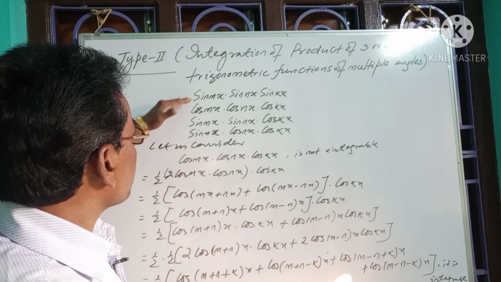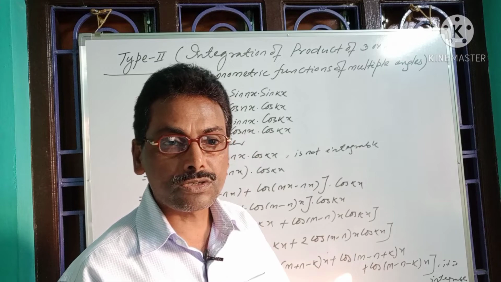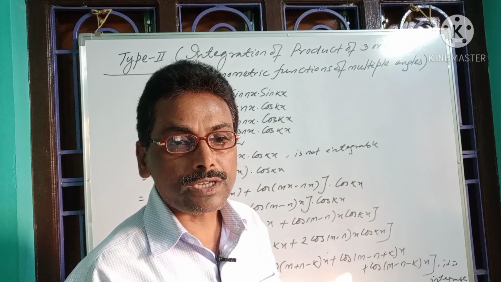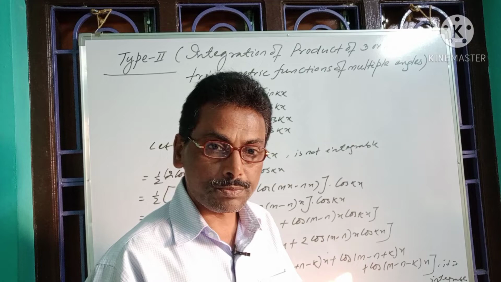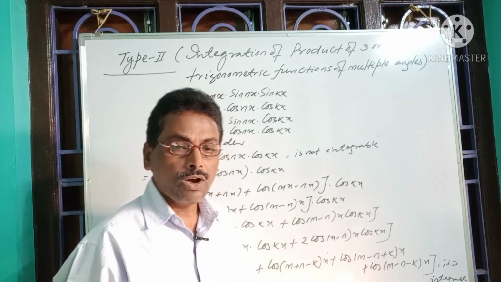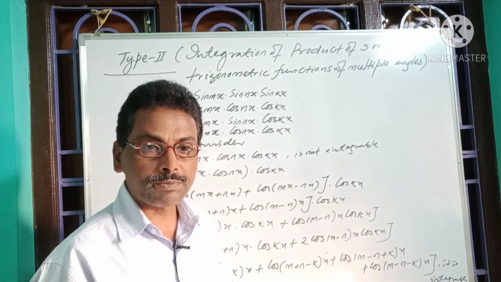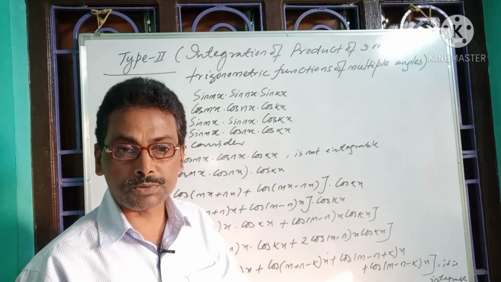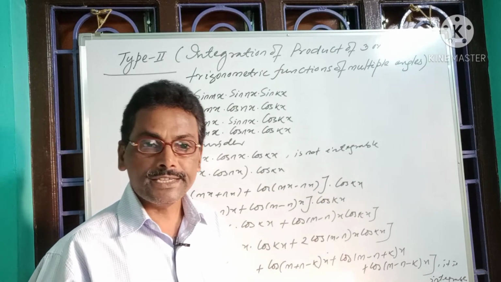So in type 2 we can find the product of 3 or more functions. In this process we have to take 2 functions at a time and multiply by 2 and multiply by half, and the given function will transform into 2 sin a into sin b, or 2 cos a into cos b, or 2 sin a into cos b. Then it will be transformed into sin of a plus b plus sin of a minus b, or sin of a plus b minus sin of a minus b, or may be transformed into cos of a plus b plus cos of a minus b, or cos of a minus b minus cos of a plus b, so that the original function will be transformed into the standard form and we can easily integrate it.